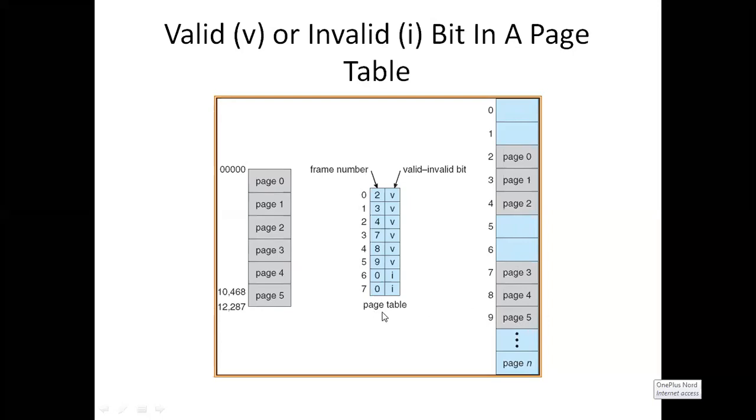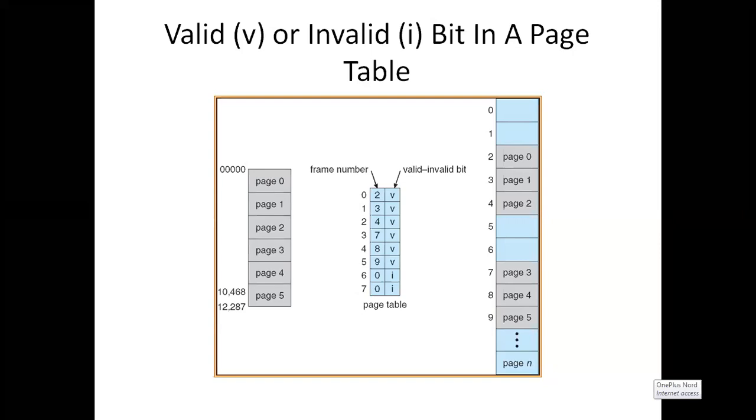This is the page table. What does the page table consist of? The page table has two entries: one is the page number and the second one is the frame number. If your page is available in the main memory frame, then it is indicated as valid, V. If the page is not available in the main memory, then it is indicated as I, which means invalid. V means valid. Valid means we can access the information from the main memory.